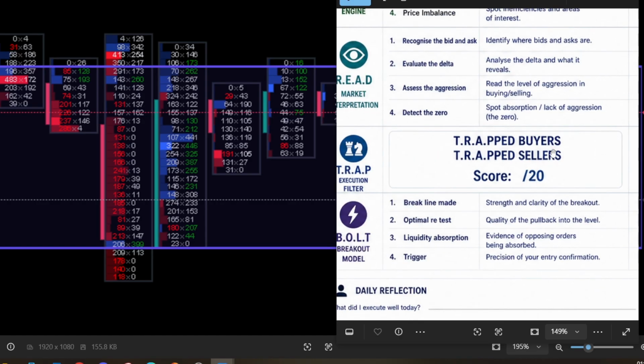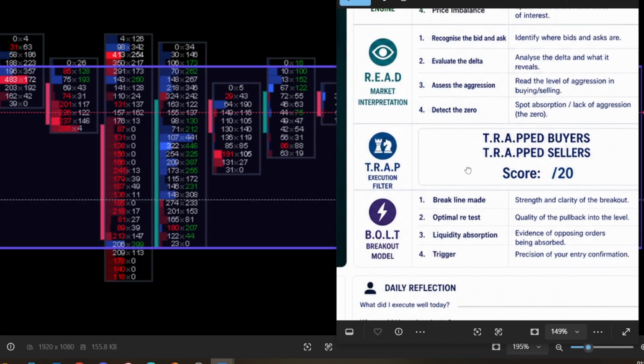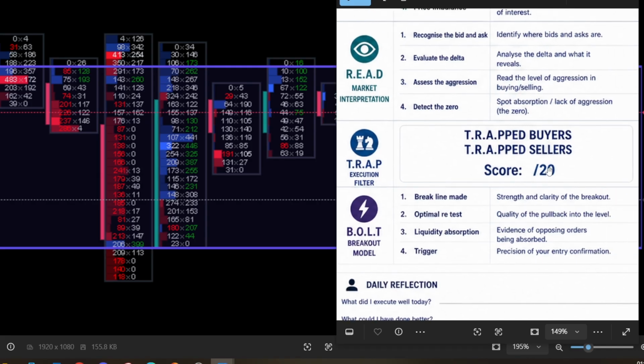Okay, now we move on to trapped buyers and sellers. Now, the reason this doesn't have 4 steps is that TRAP stands for trader reaction to that price. The reason I've left this to 20 is because this is the most in the now. I don't like using the word subjective. However, different people will interpret the absorption in different ways. But the understanding and the basic concept is the same for everyone. So TRAP stands for trader reactions at price.